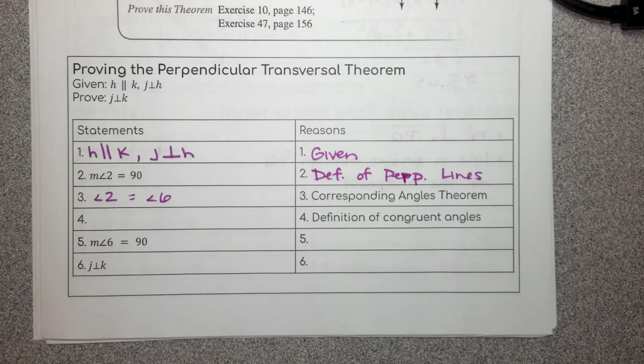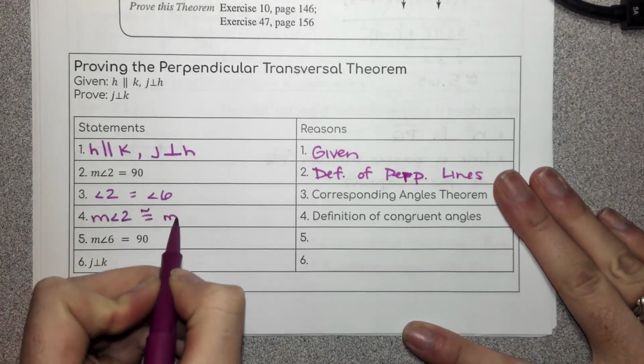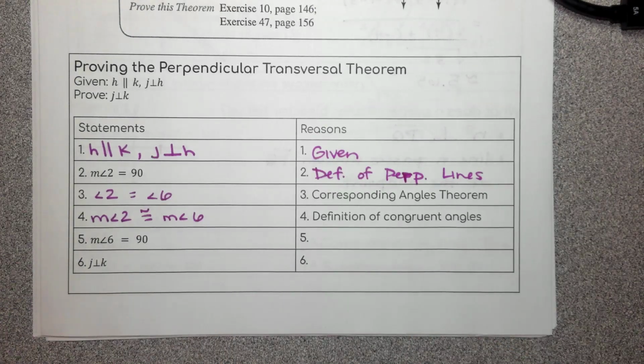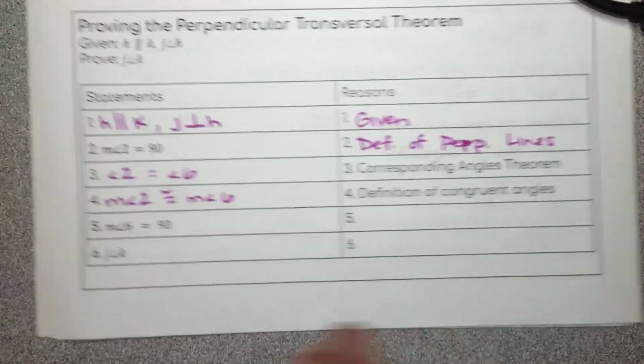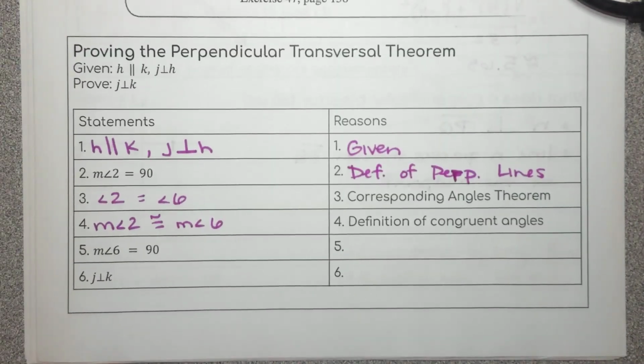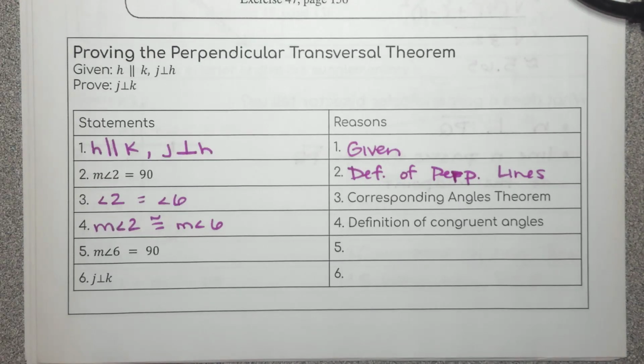So if we're trying to talk about why two angles are congruent, we're talking about their angle measures. So we would say the measure of angle 2 is congruent to the measure of angle 6. Then why is the measure of angle 6 90 degrees? Because it's congruent to the measure of angle 2. What's the reason? We're looking for a property of equality. What property of equality would this be?